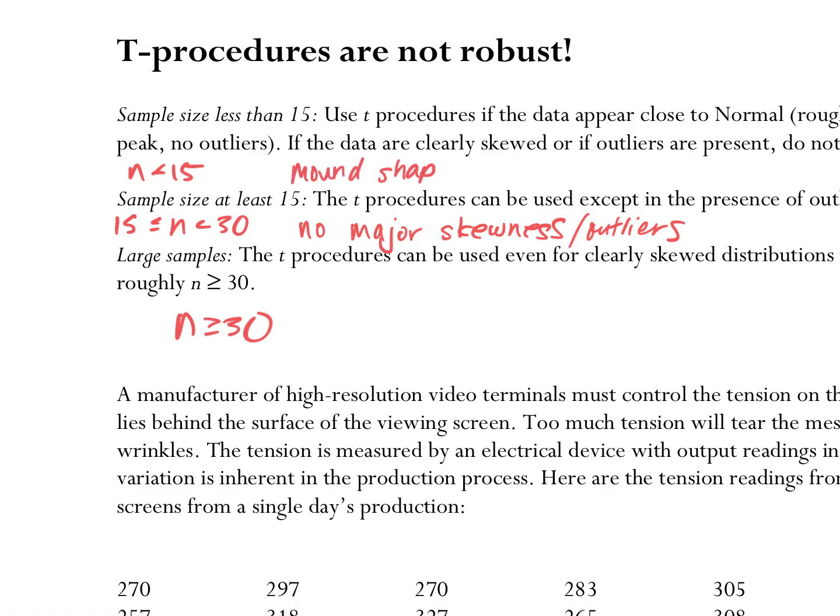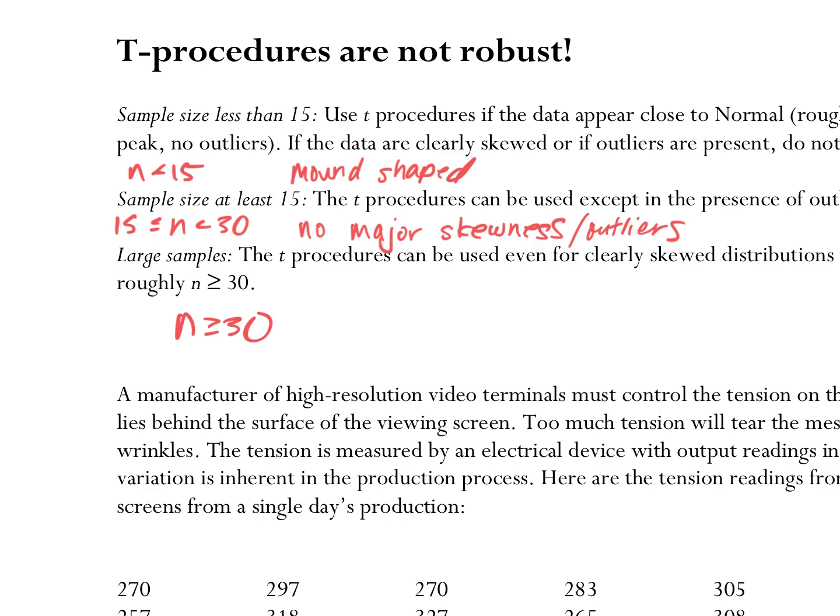So basically, in between 15 and 30, even if my population is slightly skewed, it's not a huge problem because the x bars will still be normal. But if my sample size is smaller than 15, even a little bit of skewness is a problem for the x bars. That's the thinking here. Everybody okay? All right.